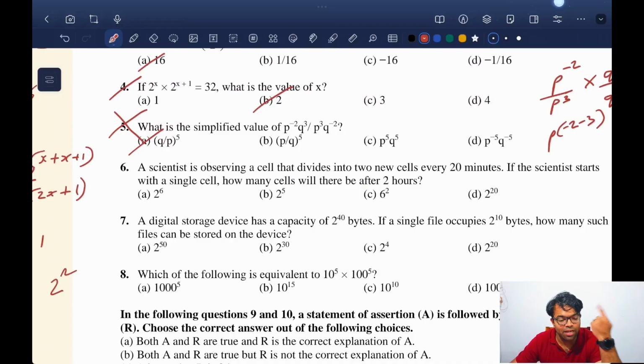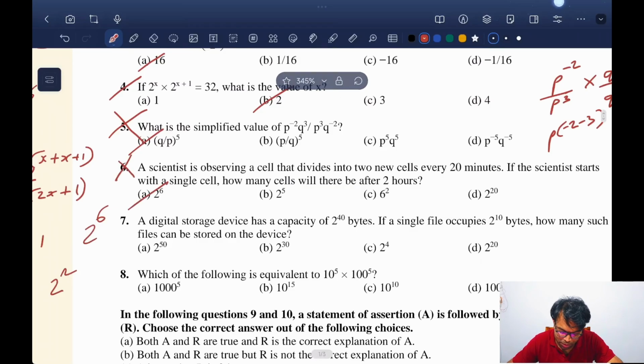3 20 minutes are there in 1 hour. So there will be 6 20 minutes in 2 hours. So the answer will be 2 to the power of 6. गलत हो गया ना? The correct answer is this one.